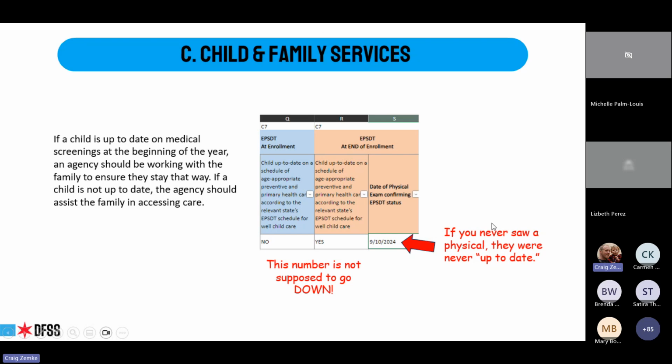So again, the number's not supposed to go down from the beginning of the year to the end of the year. If you never saw a physical, if you never got any screening information from the family, they shouldn't have been marked up to date at the beginning of the year. That will stop them from going downhill if they never do get it. Okay.